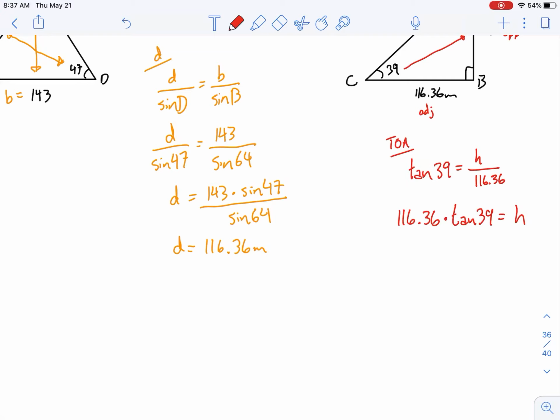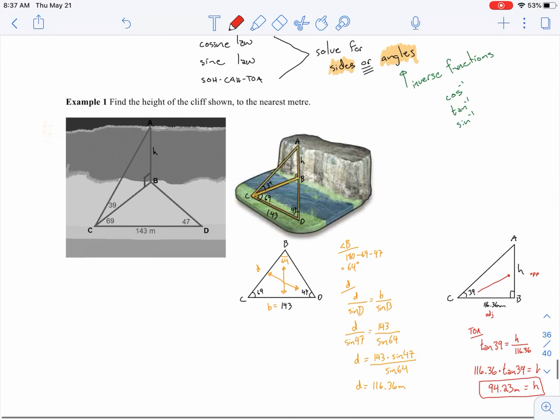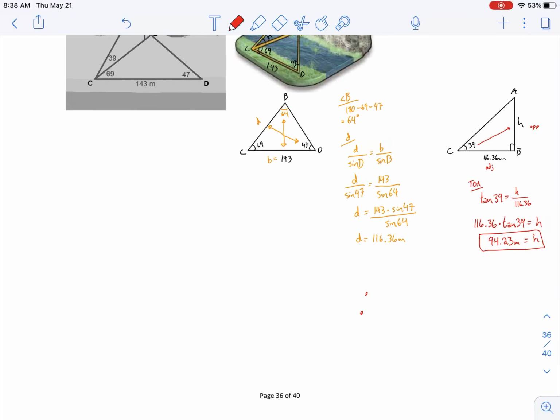Then that's some calculator work. Make sure your calculator is in degrees. You're typing that in correctly, and you should get h equaling 94.23 meters. So we get our height being, to solve to the nearest meter, we do need to round that. So your therefore statement should be therefore the height of the cliff is 94 meters, rounded to the nearest meter.